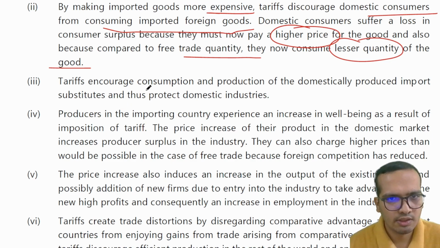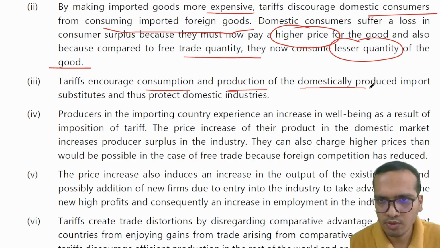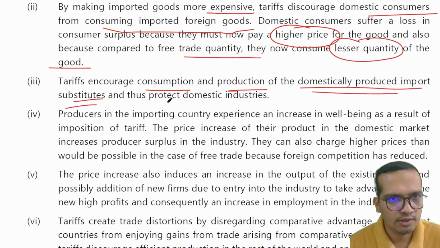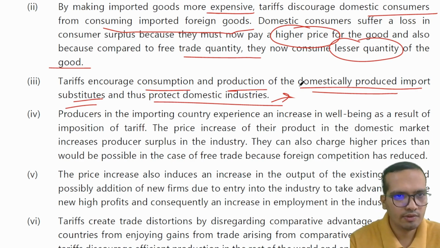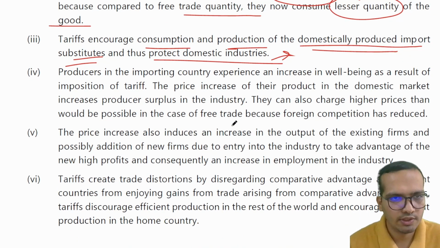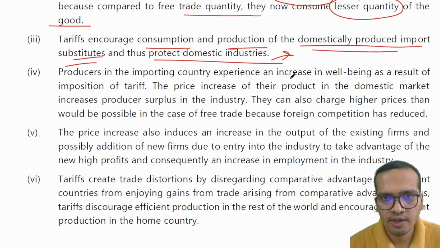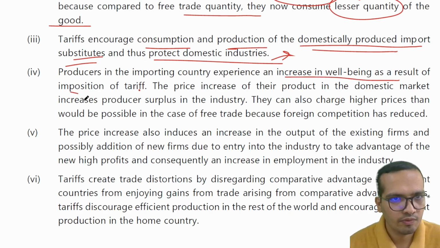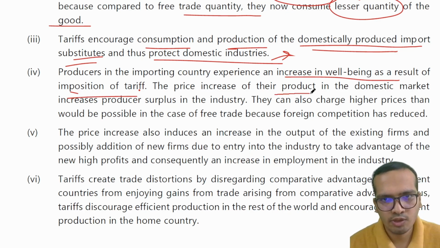Tariff encourages consumption and production of the domestically produced import substitutes and thus protects domestic industry. टैरिफ का मेन इंटेंशन है कि डोमेस्टिक वालों को प्रोटेक्ट करना, वन ऑफ द मेन बोल सकते हैं. Producers in the importing countries experience an increase in well-being as a result of imposition of tariff. The price increase of their product in the domestic market increases producers' surplus in the country.